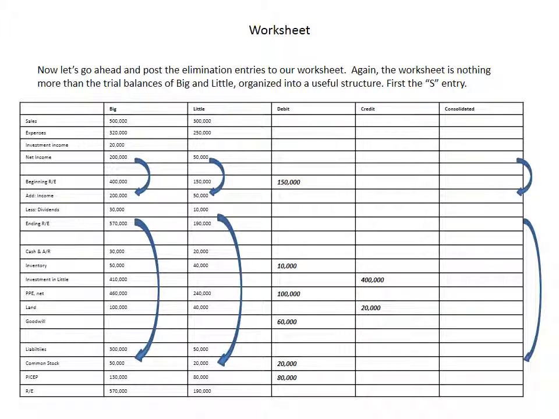And we also record the various differential asset amounts. We added $10,000 to inventory, we added $100,000 to property, plant, equipment, we added $60,000 to goodwill, and we took away with a credit $20,000 from the land account, and all those things combined represent our $400,000 beginning investment balance.